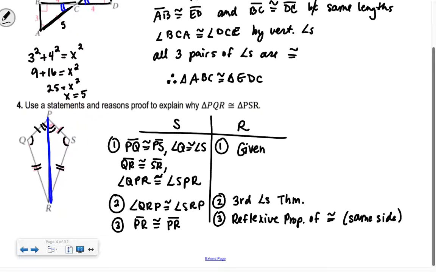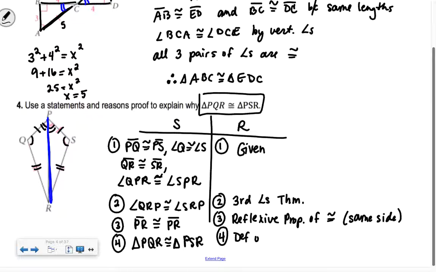Okay, and then the last one, 4. So what were we trying to prove? We were trying to prove that this was congruent to this one. So we're going to say triangle PQR is congruent to triangle PSR. Whatever it says, explain why this is true or prove that this is true, that's always your last statement. And our reason is definition of congruent triangles. Because by definition, we said that we had to have all 3 sets of sides congruent and all 3 sets of angles congruent. Okay. All right, does this make sense?